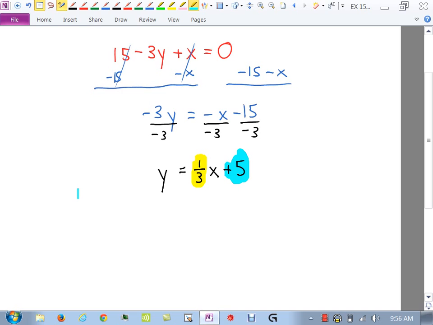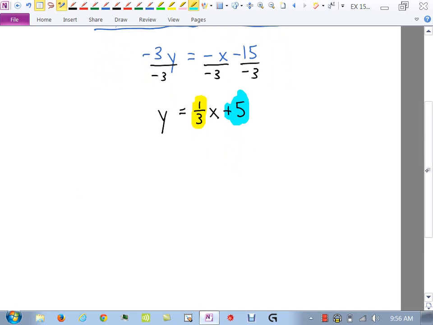So to graph this now, what I'm going to do is start where? On the y-axis, right? So I'm going to take my b, which is 5. Let's just go, let's say 1, 2, 3, 4, 5. I'll put a dot there at 5.